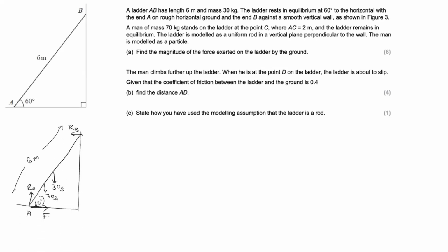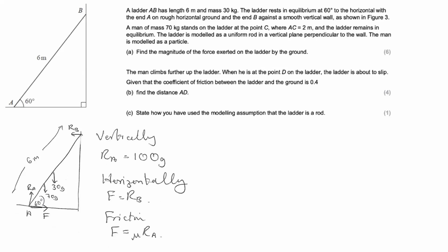So I started off drawing a diagram, and then I resolved vertically. Now vertically, you've got RA going upwards, and you've got the 100G going downwards, so RA equals 100G. Horizontally, F equals RB, and you also have the friction.